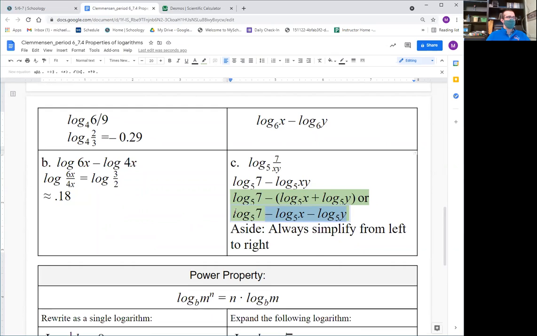So I have to go log base 5 of 7 minus log base 5 of x, and then subtract this one at the end. Okay. Must always go left to right. These two first, then these ones right here.